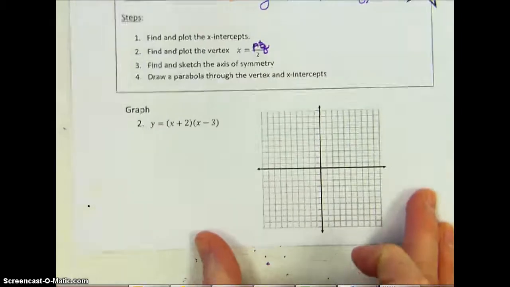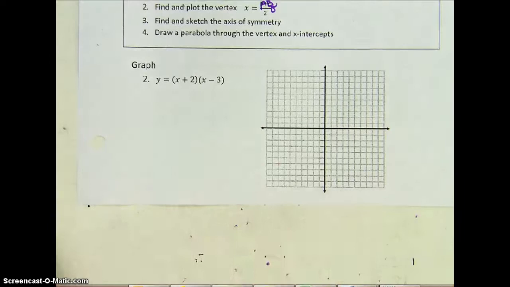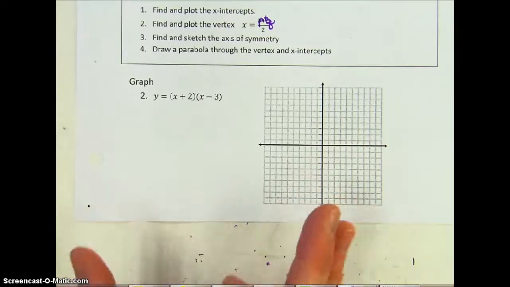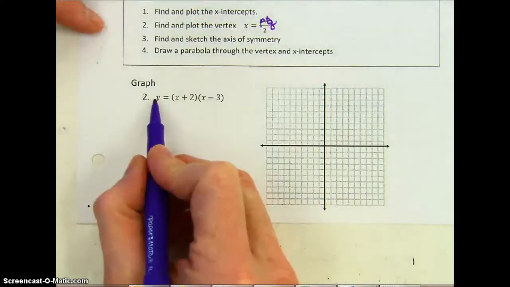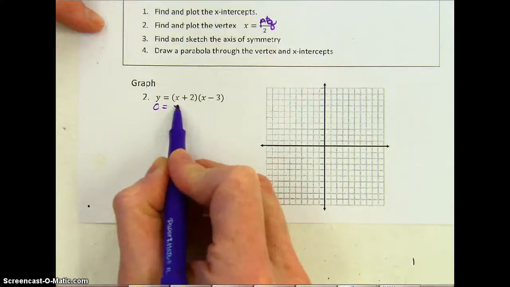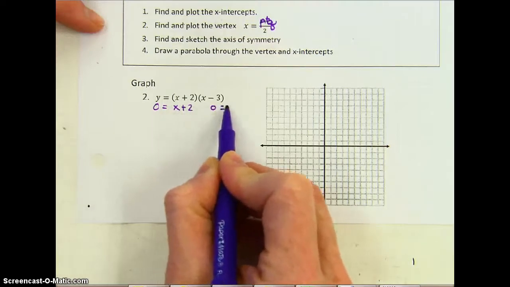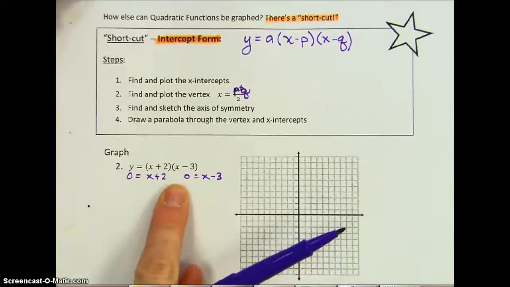So let me show you how quick and easy this can be. Step 1 says find and plot your intercepts. Well, we know to use the zero product property, which I have already showed you in number 1. This is the same problem as number 1. We're just going to graph it differently.